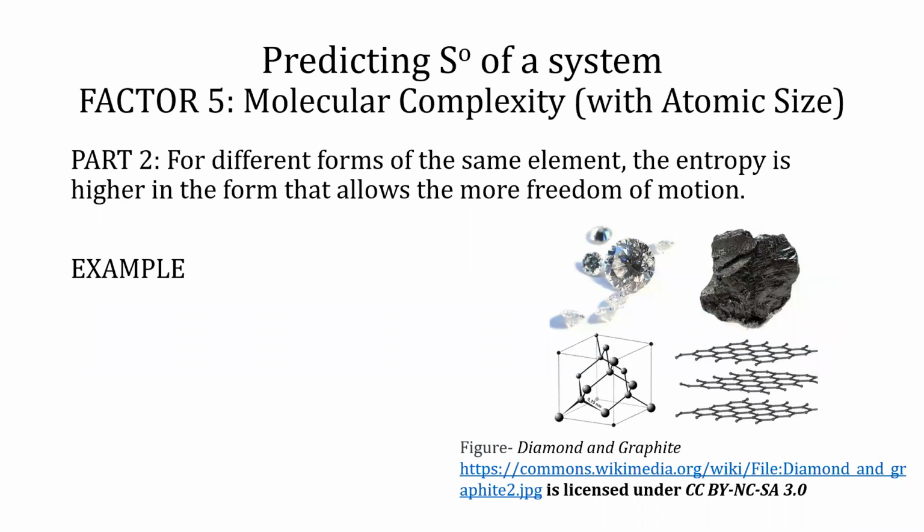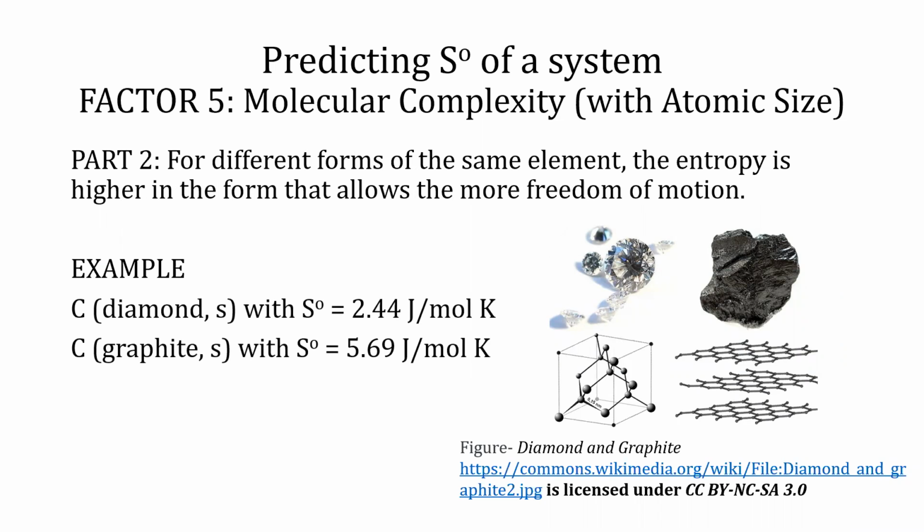For different forms of the same element, called an allotrope, the entropy is higher in the form that allows the most freedom of motion. Here is an example between two allotropes of carbon, diamond and graphite. The reason graphite has a higher entropy over diamond is due to freedom of motion. Diamond is a three-dimensional figure with a shape of tetrahedral, whereas graphite is two-dimensional on a flat plane and has a shape of trigonal planar. Since graphite has more freedom of motion, entropy increases.